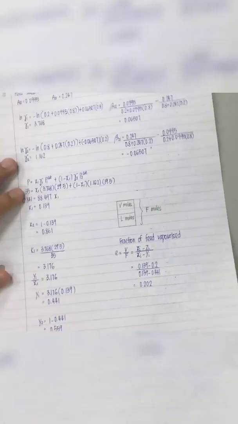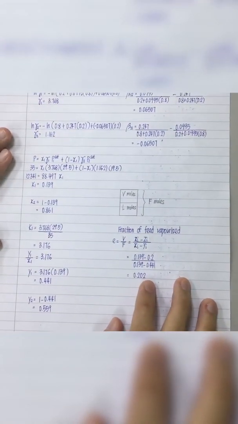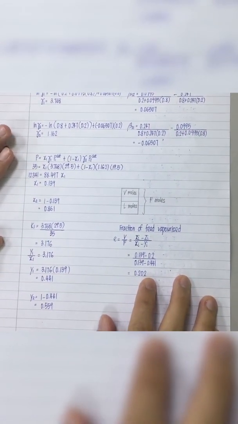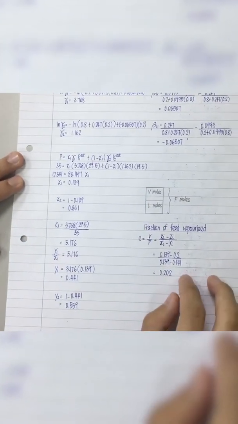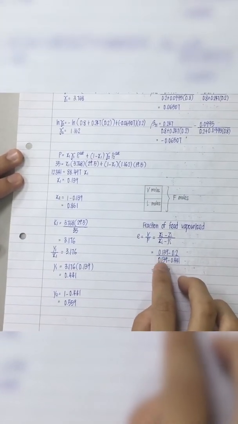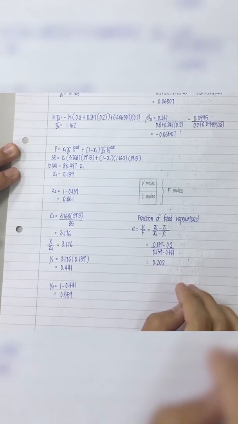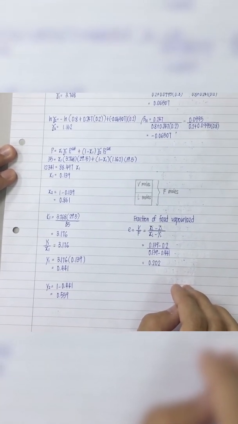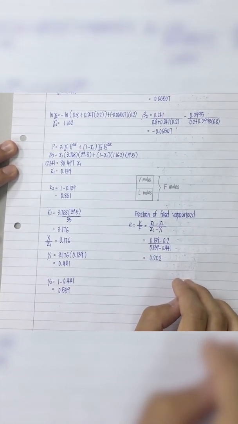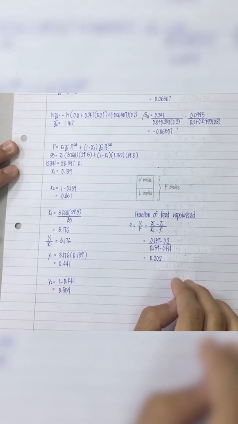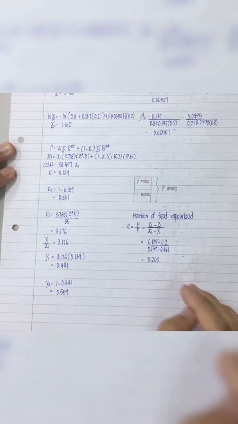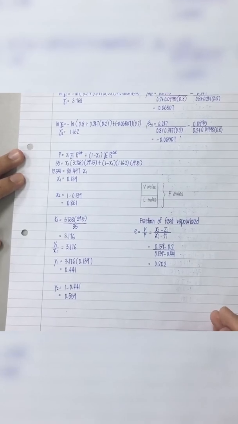So we come back here. Using the answers from the previous calculations, we substitute Xi equals 0.139, Zi equals 0.2 and Yi equals 0.441, and we get E equals 0.202, which is the fraction of the feed vaporized.